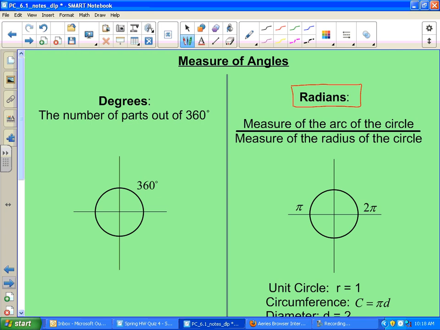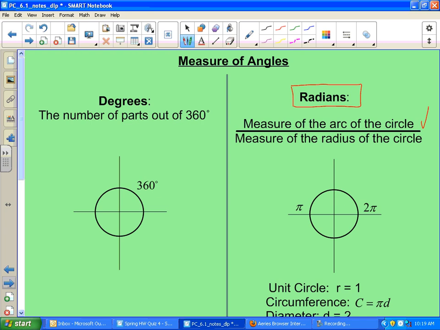And then in the radian world, we don't talk about it in degrees anymore. We talk about it in terms of radians. And there is a relationship between radians and degrees. And we're going to learn how to convert the one from the other, because that's going to be important for us to be able to do that. But the definition of a radian, here it is right here. The measure of the arc of a circle.